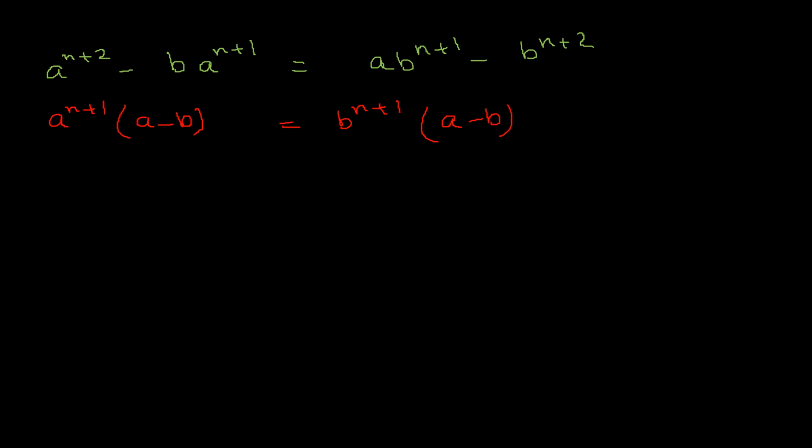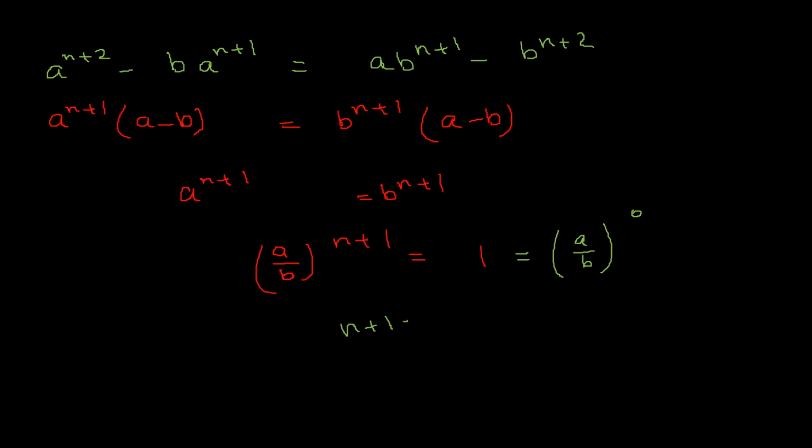Since a and b are distinct numbers, a minus b is non-zero, so we can cancel it out and we get a raised to power n plus 1 equals b raised to power n plus 1. From here we get (a over b) whole raised to power n plus 1 equals 1, and this 1 equals (a over b) whole raised to power 0. From here we get n plus 1 equals 0, and we get n equals minus 1.